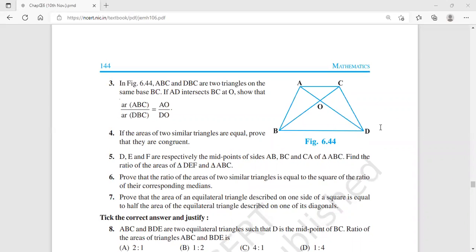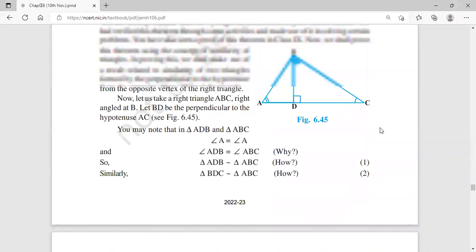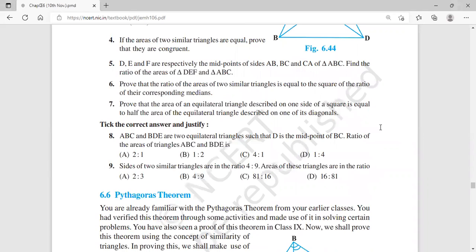So the next question, the seventh one. Prove that the area of an equilateral triangle described on one side of a square is equal to half the area of the equilateral triangle described on one of its diagonals. So we are forming two equilateral triangles, one on the side of a square, the other on the diagonal of a square. We have to compare those two triangles and find the areas. Basically, we have to compare the areas.